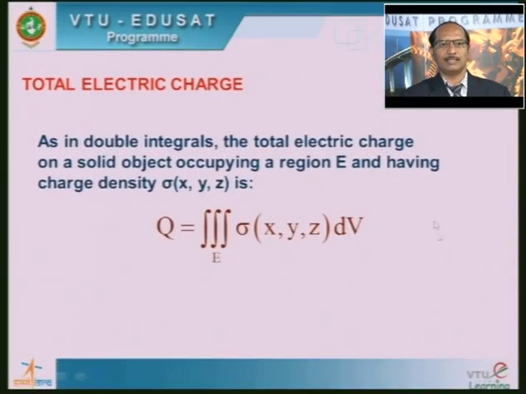Now, another formula is used in the electrical subject. So, as in the double integrals, consider the total electric charge on a solid object occupying a certain region E, having charge density sigma, a function of x y z. This formula gives the total electric charge: Q is equal to the triple integral of sigma x y z dv. So, using the triple integral we can calculate the total electric charge of a solid object. So, this is the formula for that.